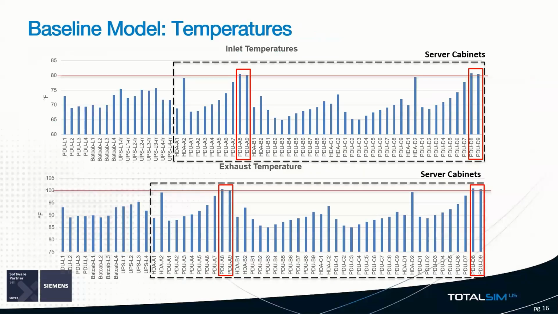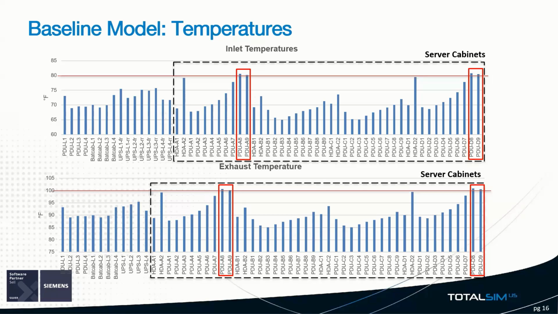CFD can generate hundreds of millions of points of data, which means I can track temperatures at any point within the room. This chart shows all the average inlet and outlet temperatures for the electrical and server cabinets. The electrical and server cabinets used in this model have a critical exhaust temperature of 100 degrees, which means the inlet temperatures for this equipment need to be under 80 degrees.